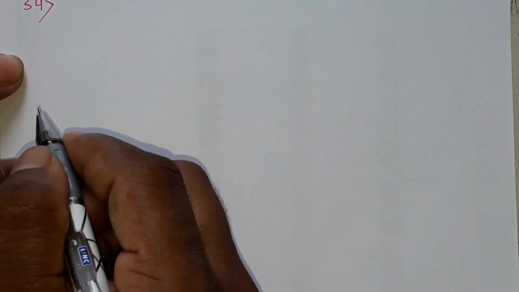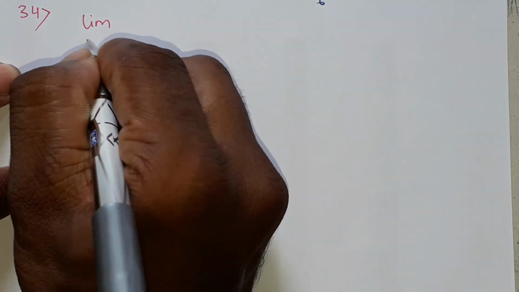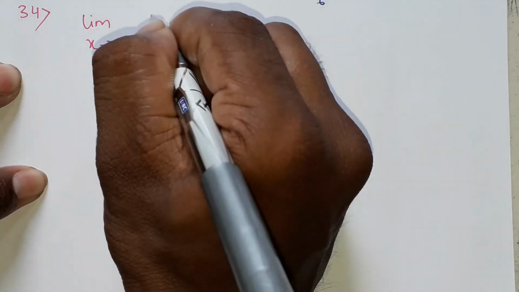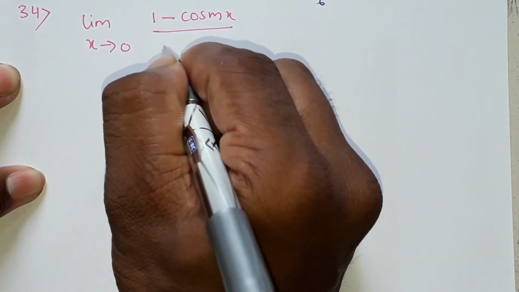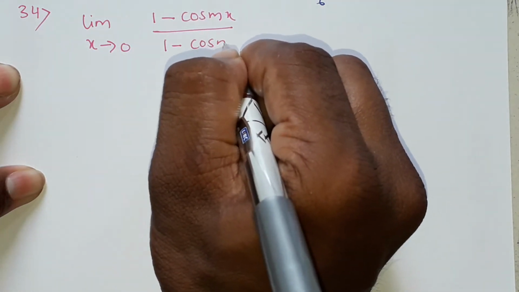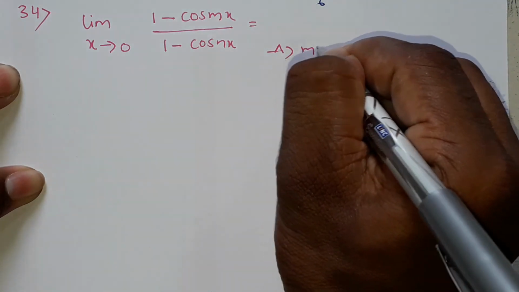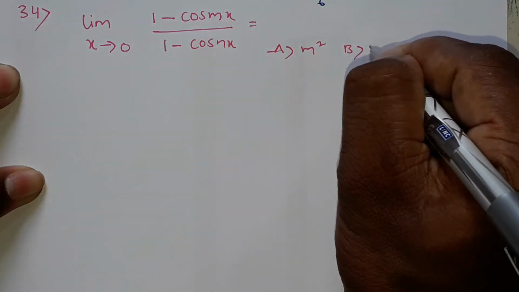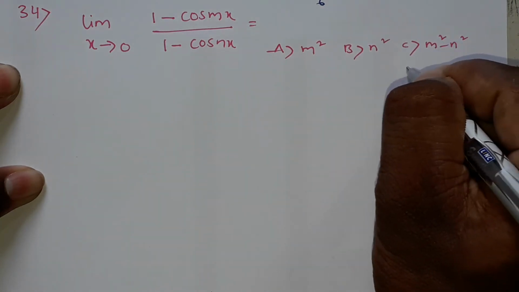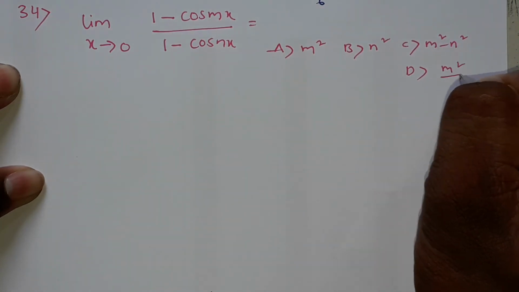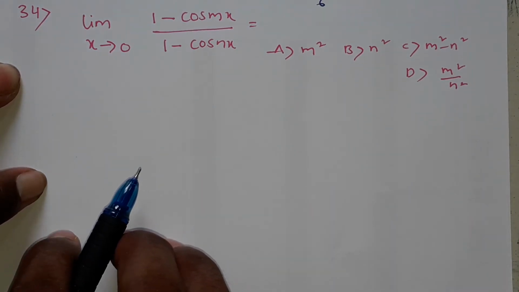34. నెక్స్ట్ క్వశ్చన్ ఈస్ 34. Limit x extends to 0 1 minus cos mx by 1 minus cos nx equal to. Option A is m square. Option B is n square. Option C is m square minus n square. Option D is m square by n square. ఇది కూడా డైరెక్ట్ చెప్పే ఆన్సర్. ఐ థింక్ m square by n square is the answer.